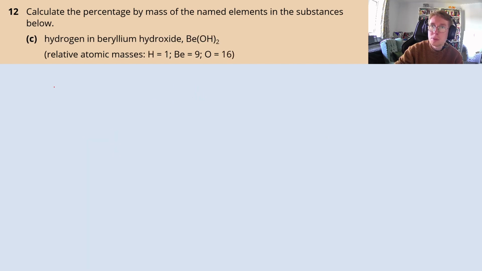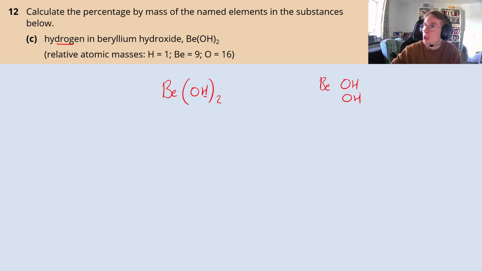Now, part C, we're looking at hydrogen in beryllium hydroxide. So once again, I'm going to write that a little bit bigger. We're going to write out the formula of Be(OH)2. So we want to find out how much hydrogen is in there by mass, and first of all we need to deduce how many atoms of hydrogen there are. Well, we've got 1, but it is in the brackets, so remember what that actually means is we've got not just one hydroxide ion, but we've got 2. So there's 2 atoms of hydrogen in there.